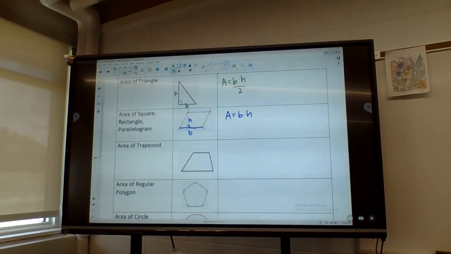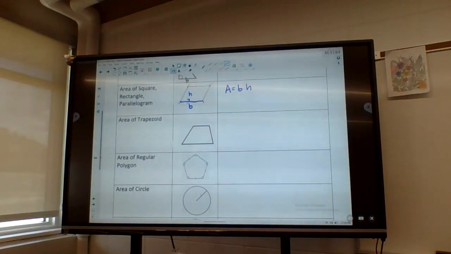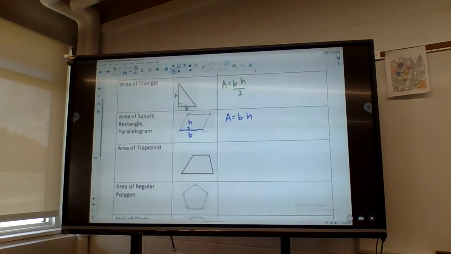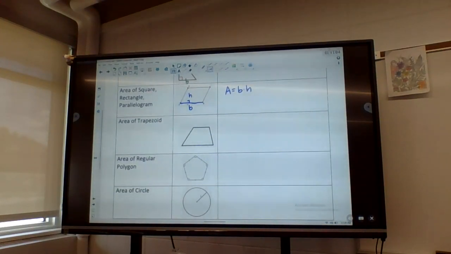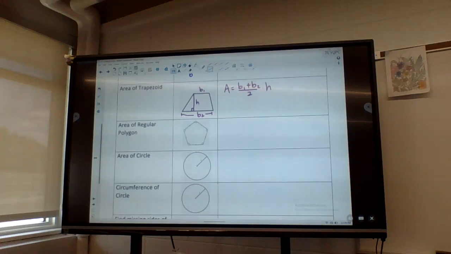Our parallelogram, square, rectangle, whatever it happens to be, that's just base times height. I drew a parallelogram because that's kind of the most complex one, but at the same time, the square and rectangle are probably more common on the test. So our trapezoid, B1 plus B2, divide by 2 times the height.